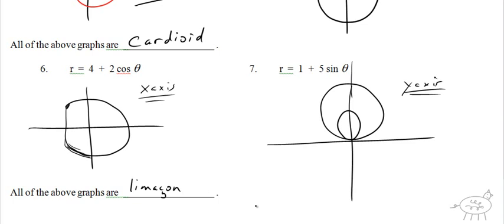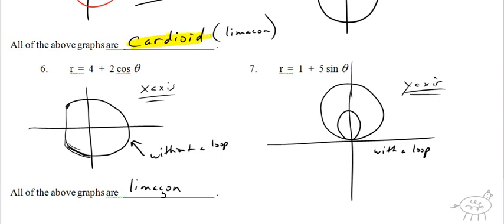All right, but these are limacons, and this guy right here is called a limacon without a loop. And this one is a limacon with a loop. Okay? And a cardioid is a type of limacon. But you're going to give me one of three things here, math fans. You're going to tell me it's a cardioid, a limacon without a loop, or a limacon with a loop. Okay? And you should be able to recognize what's what with this.